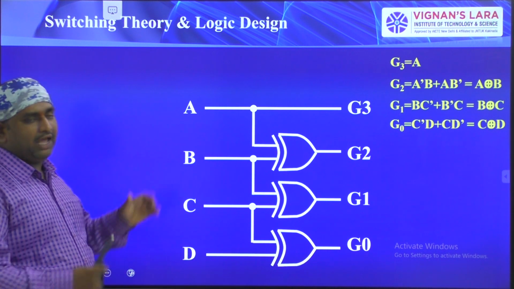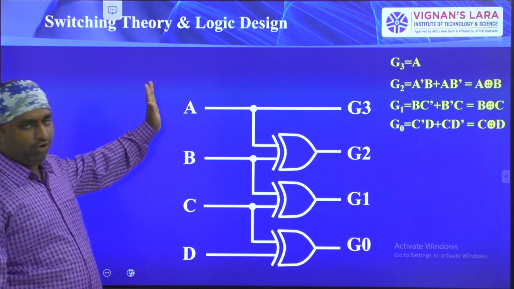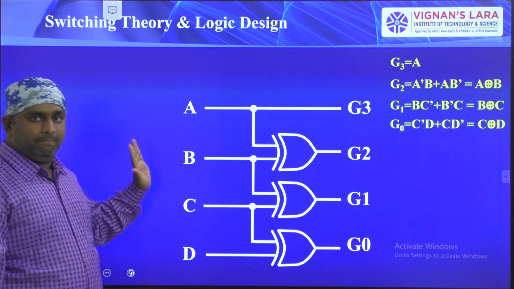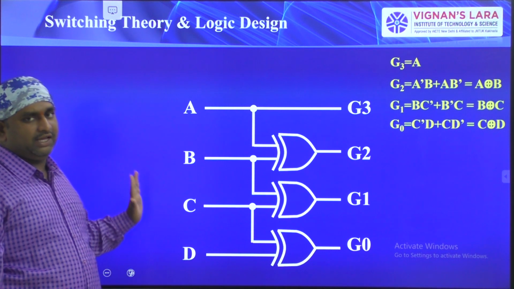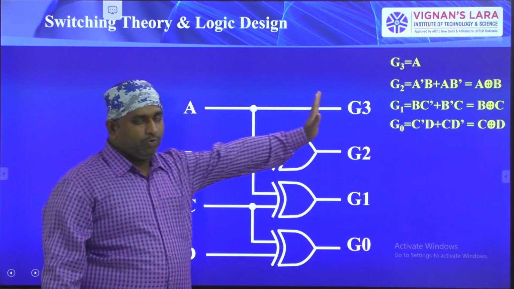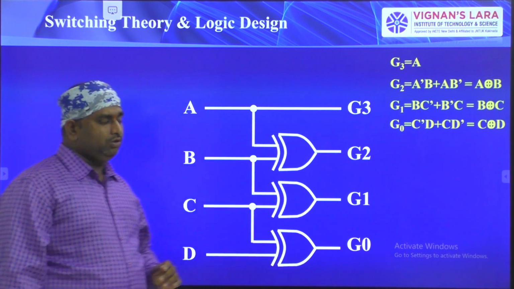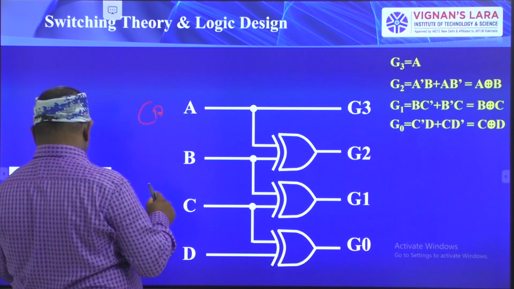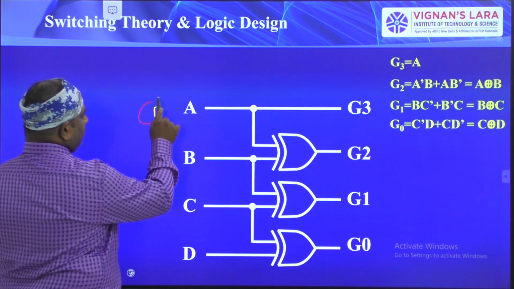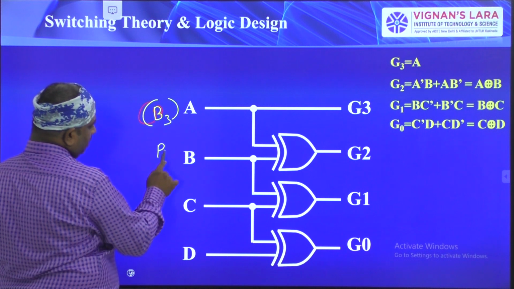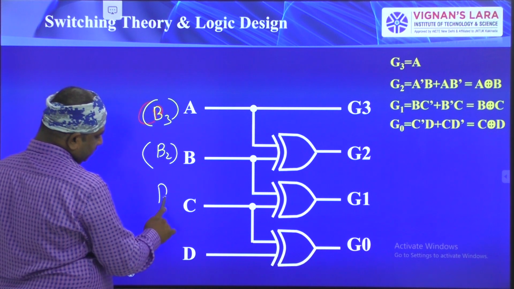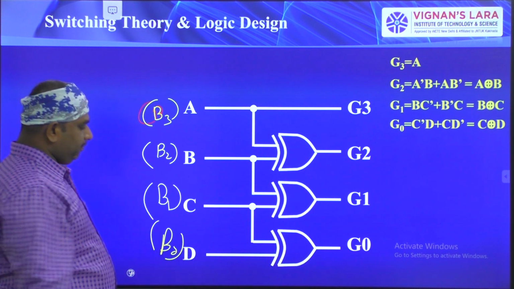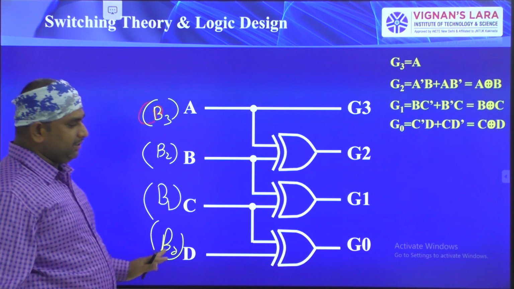Here the inputs I have taken as ABCD. Otherwise you can write B3, B2, B1, B0 in the place of ABCD, because they are the binary bits. And the outputs are G3, G2, G1, G0. In some textbooks they will follow this type of rule. These are the ABCD, B3, B2, B1, B0.